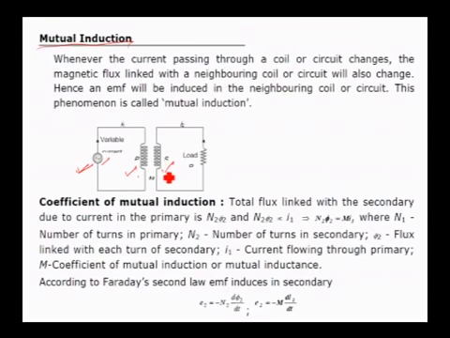Look at the other coil, the secondary coil. It is nowhere connected to any source. It is connected to a load through which I can measure the output. Now, if you change the flux through the primary, how does the flux through the primary change? Because I am using an AC source.